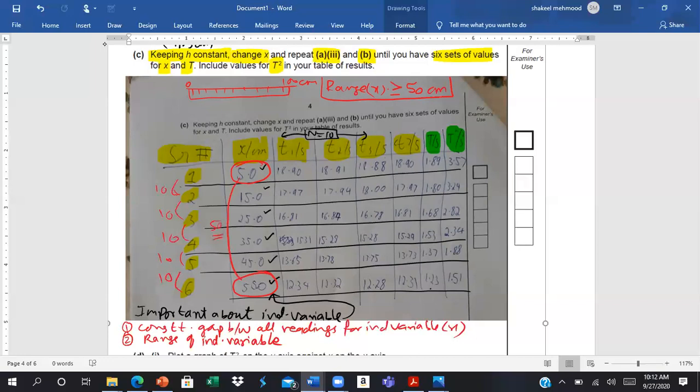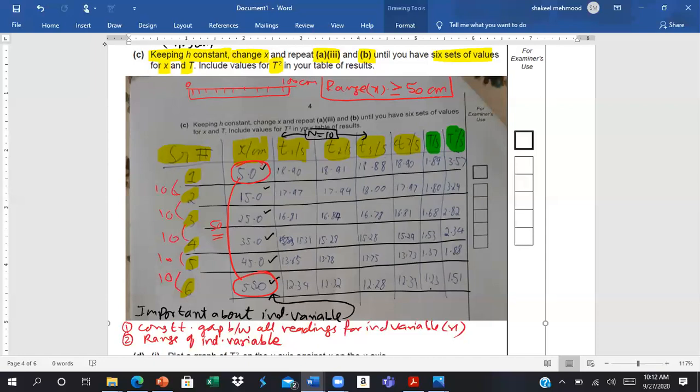So 50 is meeting the range requirement. But if you take the first reading as 5 and the last reading as 35, your range would be 35 minus 5, which is 30. So that is not fitting the range, and you will lose your range mark, right? So what is important in the independent variable x is that you should utilize the maximum part of your meter rule, and the minimum requirement is that the difference between your first reading and last reading should be equal to or greater than half of the length of the meter rule, right?